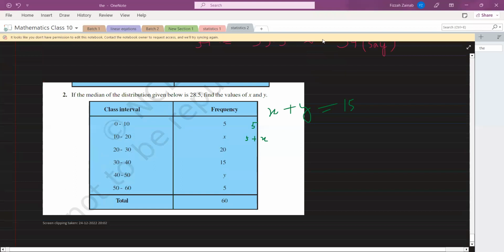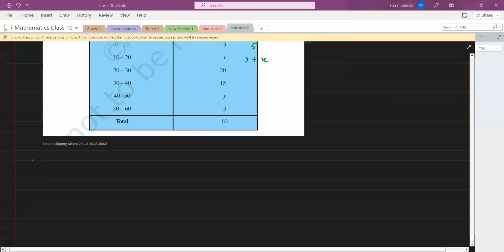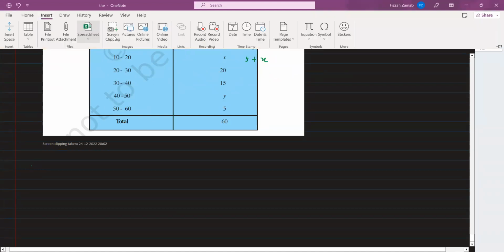I'm almost there. Okay, so x is 8, y is 7. Now, the next question of NCERT. Question number 3, if you can see in your book.